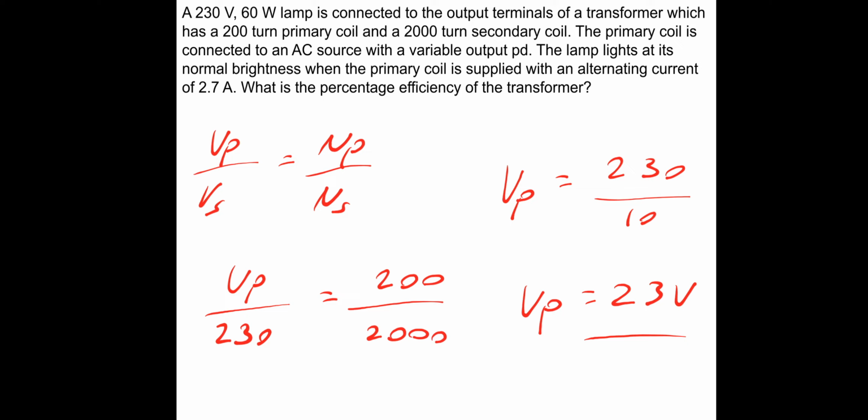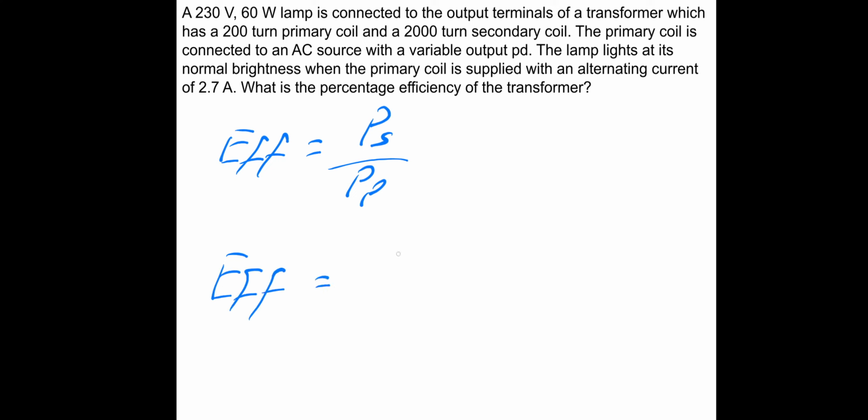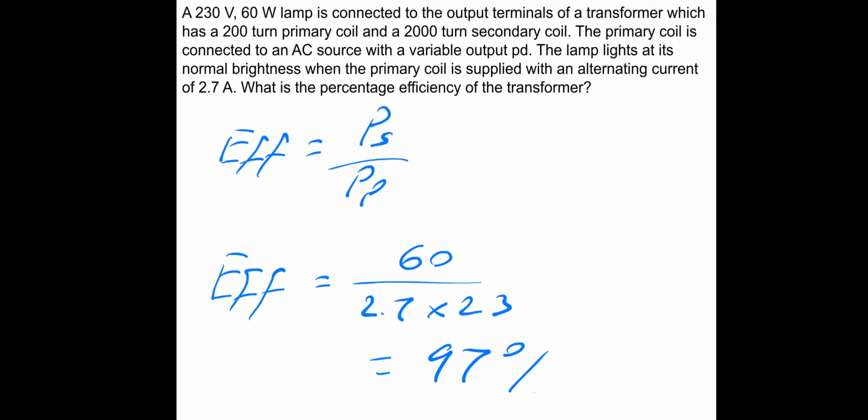Then we can sub that into the efficiency equation. So you want to make sure that's written down. Efficiency, once again, is power on the secondary divided by power on the primary. Now we know everything. Power on the secondary is 60 divided by power on the primary, so it's the current times the voltage. It's 2.7 amps times the voltage we just calculated, 23 volts. If you put that in your calculator, that will give you an efficiency of 97%.